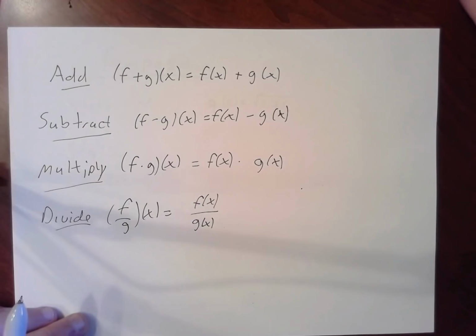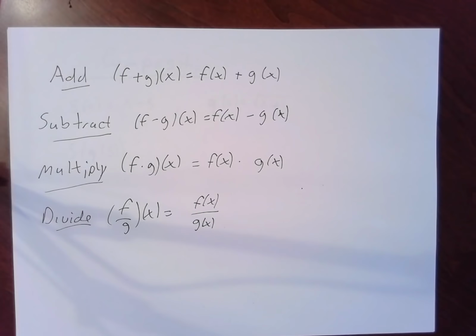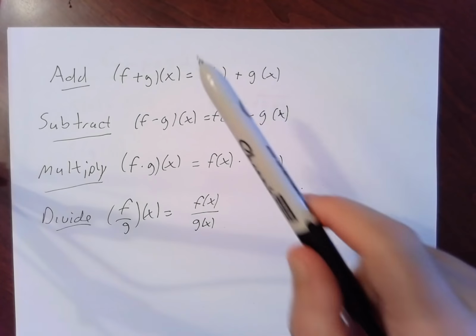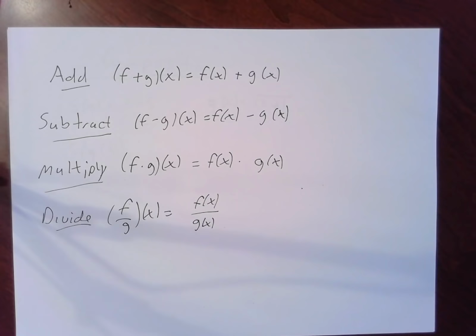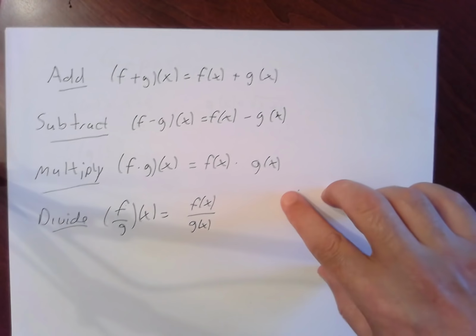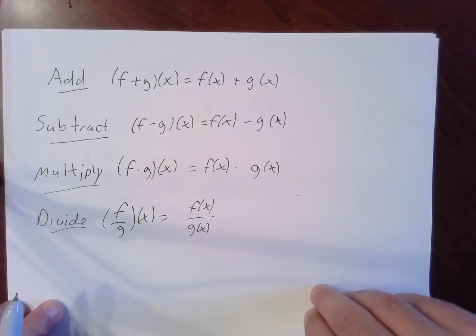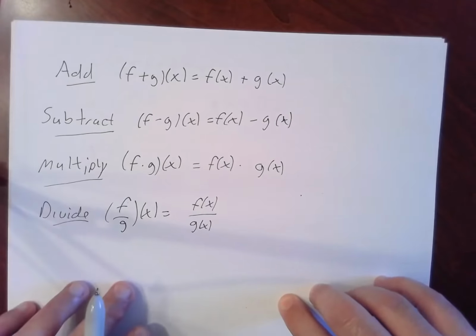Okay, so somebody hands you two functions. You can do any of the stuff you can do with regular numbers. You can add, subtract, multiply, or divide them. F plus g of x just means take f of x, write it down, plus g of x, combine like terms. Same with subtracting, multiplying. You may have to do some distributing, dividing. Just divide top over bottom. Pretty straightforward.